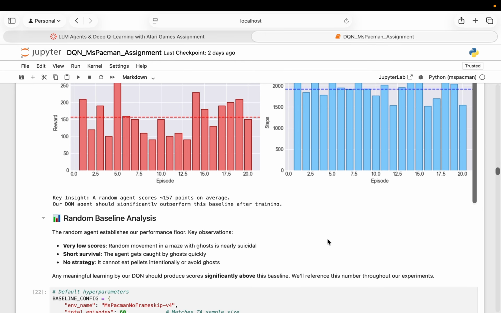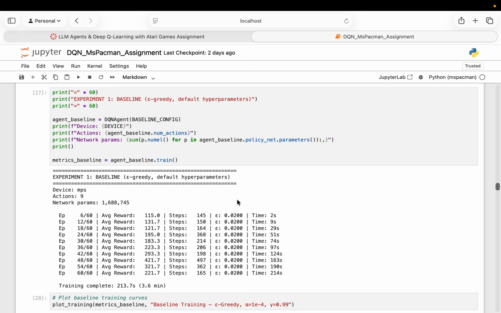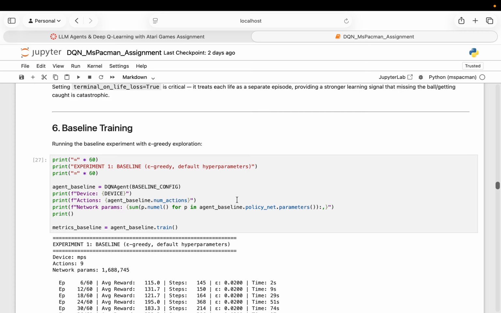We can see that 60 episodes with epsilon greedy, learning rate is 1e-4 and gamma is 0.99. You can see the rewards increasing over episodes as the agent learns to eat pellets and avoid ghosts. And the training plots show rewards trending upward, episode length increasing, meaning the agent survives longer, loss converging, and epsilon decaying from 1.0 down to 0.02. The baseline achieved a mean reward of about 253, which is a significant improvement over the random agent.